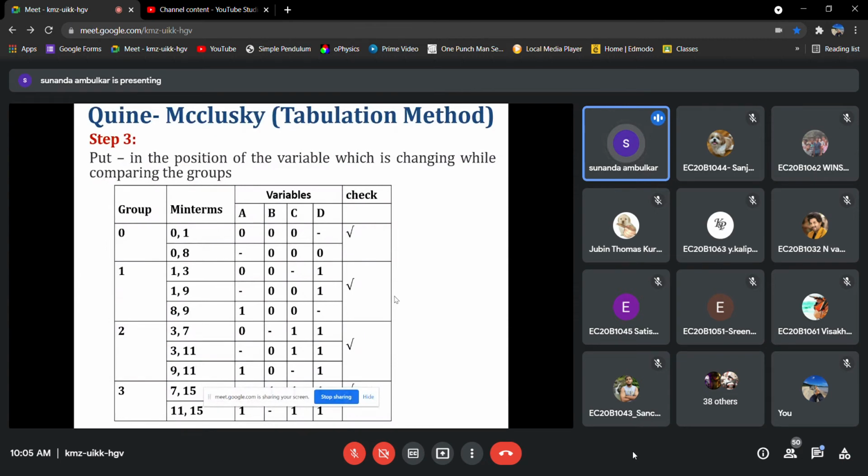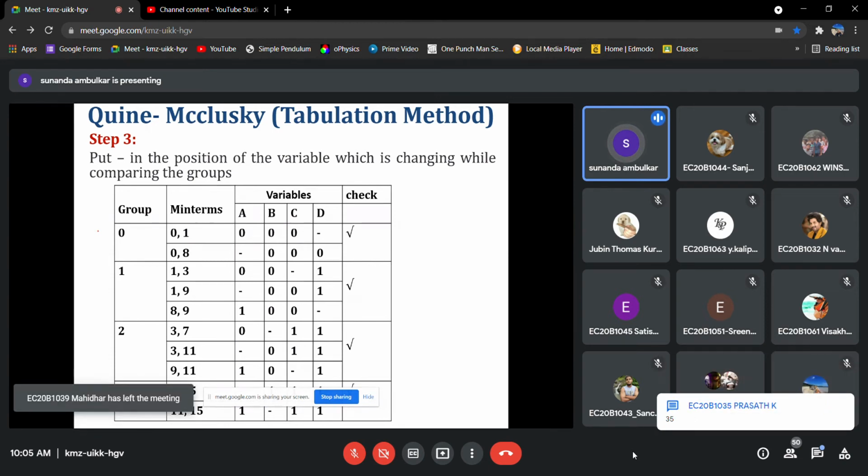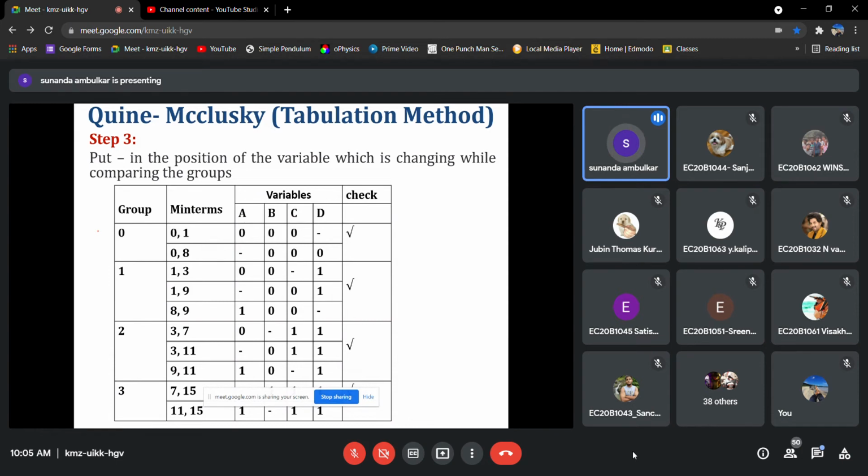So we created the second comparison table. In the second comparison table, here again we will check. What we have to do is group them according to the number of ones. Then we compare group n with group n plus one, and put a dash mark for the variables while comparing group n with group n plus one with the min terms. We will consider only those combinations of min terms for which only one variable change is there. At that one variable change position we will put a dash mark.